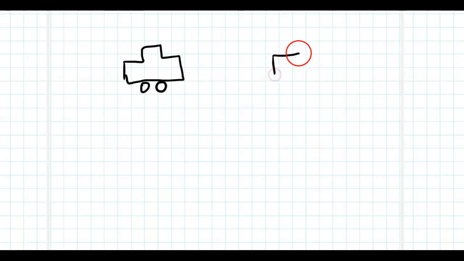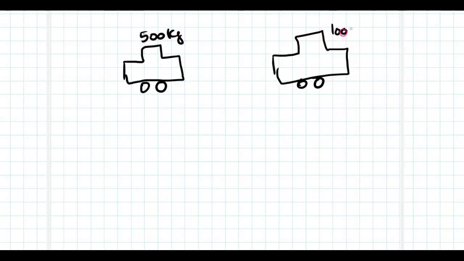Then we have some other type of question. For example, here is a car and here is another car. Here it is 500 kilogram. Here it is 1000 kilogram. Initially the second car is at rest. So here initial velocity u1 is 10 meter per second, and here initial velocity u2 is 0.